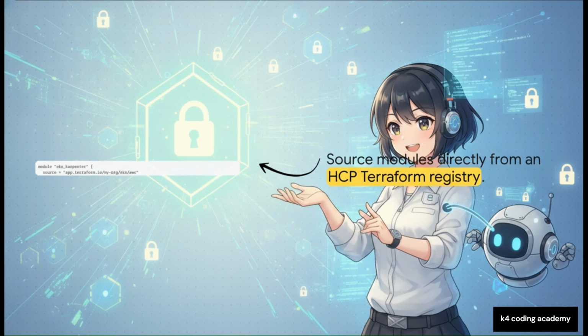Alternatively, you can source modules directly from an HCP Terraform private registry. What's really fantastic about this approach is that it cleanly handles all the downloads and strictly controls access using API tokens. Your downstream consumers don't even need access to the underlying source code repository. They just pull it directly from the registry, which acts like this pristine, perfectly versioned catalog.